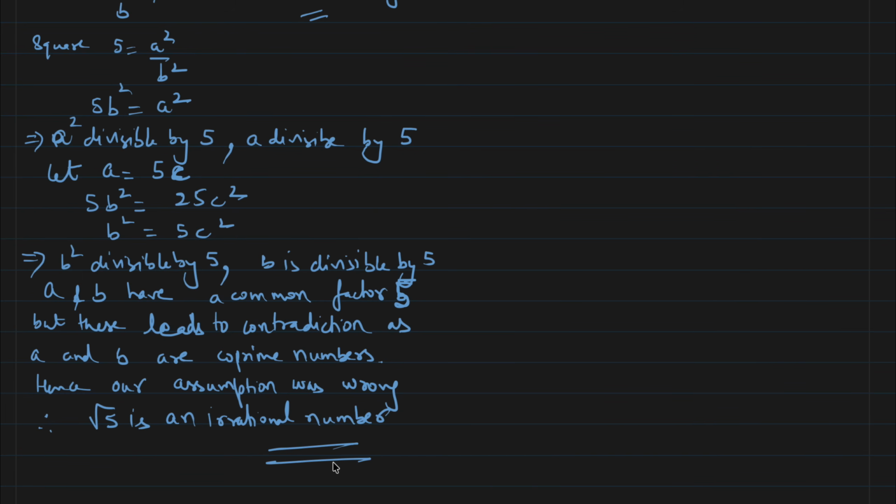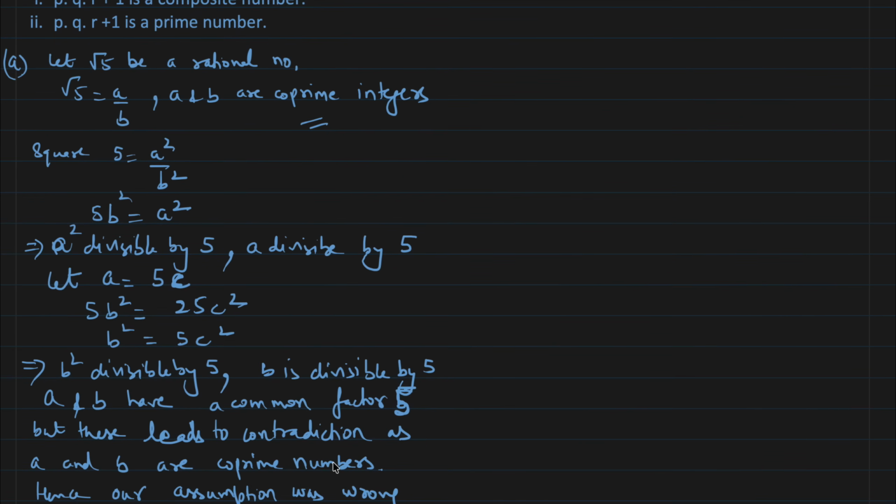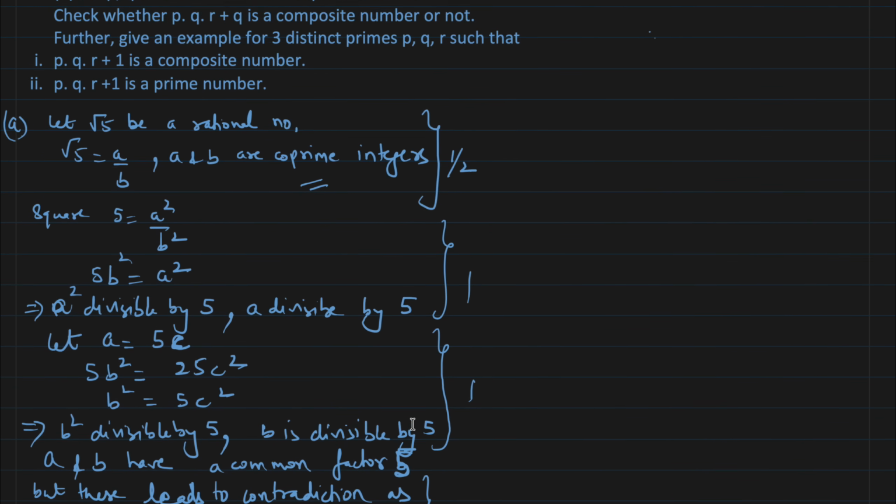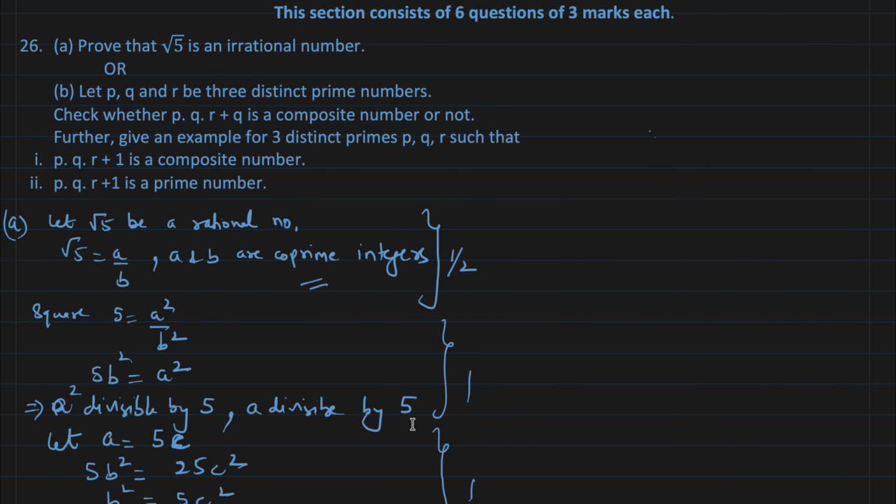We proved it. Yeah, so here you get step-by-step marks, right? When you say that it's a rational assumption, that will give you half mark. When you prove that a is divisible by 5, 1 mark. When you say that b is also divisible by 5, this is 1 mark, and their common factor. And when you write about this contradiction, that will give you half mark. So 3 marks are divided like this. So don't miss anything. Fine. Now let me move to the b part of this question. So I'll write from here.